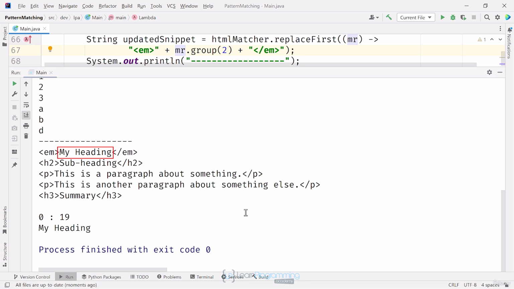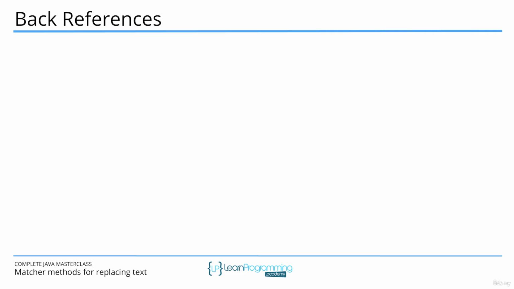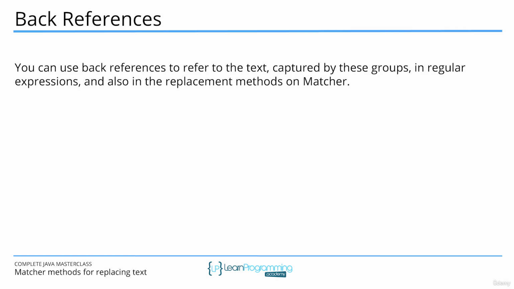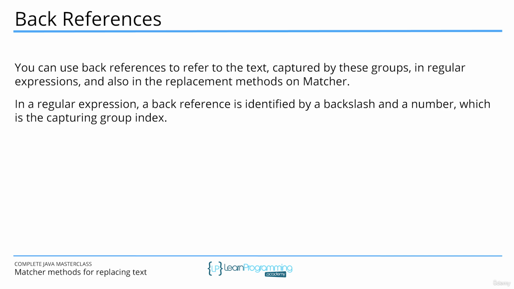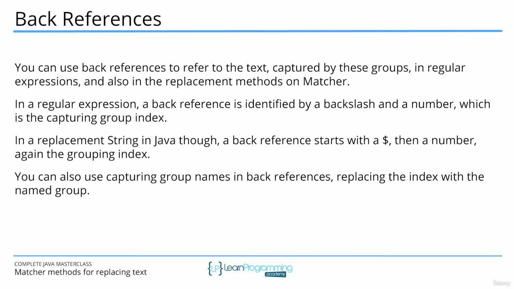There's one other way I can do this, and that's by including what's called a back reference in the string I passed to the replace first method. You've seen that groups in a regular expression are implicitly indexed. You can use back references to refer to the text captured by these groups in regular expressions and also in the replacement methods on matcher. In a regular expression, a back reference is identified by a backslash and a number, which is the capturing group index. In a replacement string in Java though, a back reference starts with a $, then a number, again the grouping index. You can also use capturing group names in back references, replacing the index with the named group.